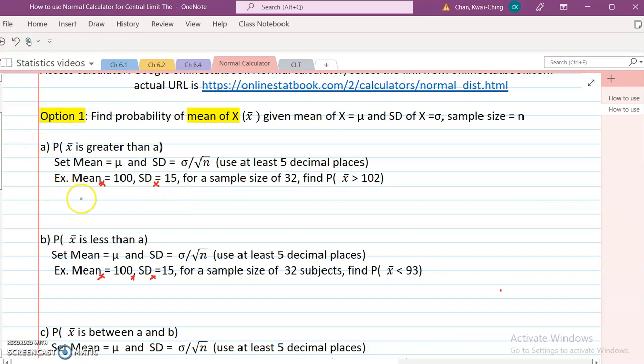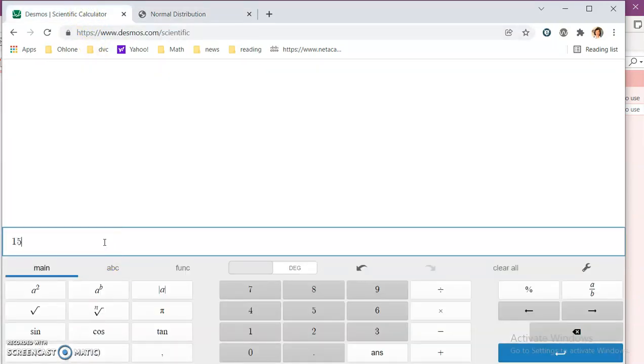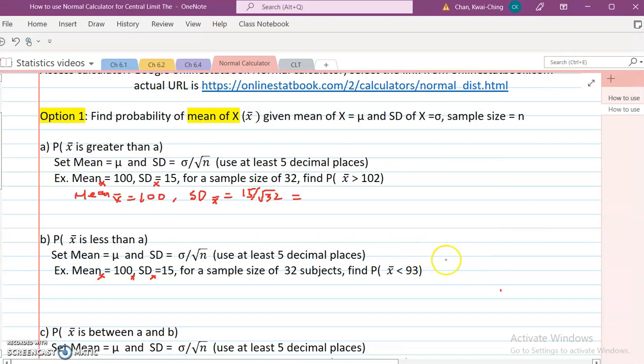So the first thing you need to do is calculate the mean of X bar, which, the central limit theorem says, is just the same as the old one. But then the standard deviation of X bar would be 15 divided by square root of 32. So what is it? Let's use a scientific calculator. 15 was the old standard deviation, and then we do square root of 32. And then the answer will show up here as 2.65165. Write it down. 2.65165.